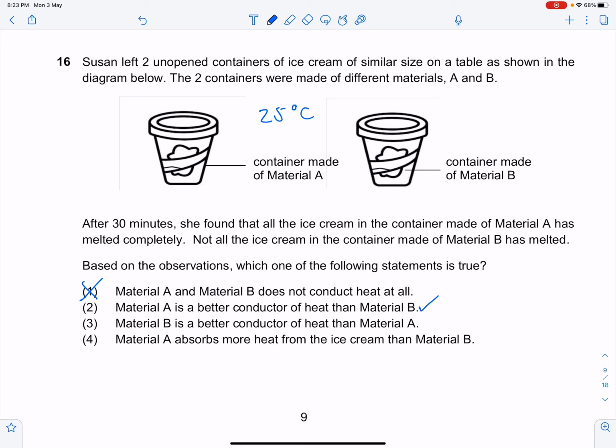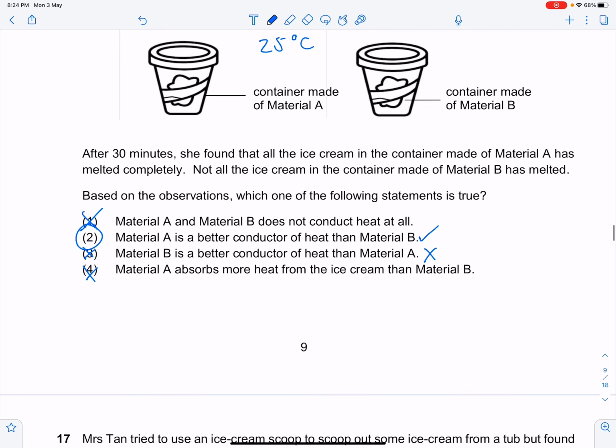And just to make sure that the other two are not true, we're going to have to go through them as well. Material B is a better conductor of heat than A. This is wrong, because if that is the truth, then heat will be able to enter the ice cream at a much faster rate. So go ahead and cancel 3. Number 4, material A absorbs more heat from the ice cream than B. Nope, that's wrong too, because remember, heat only travels from a region of higher temperature to a region of lower temperature. In this case, the higher temperature would be from the surrounding air and not the ice cream itself. So therefore, answer 2 is the correct one. Moving on to question 17.